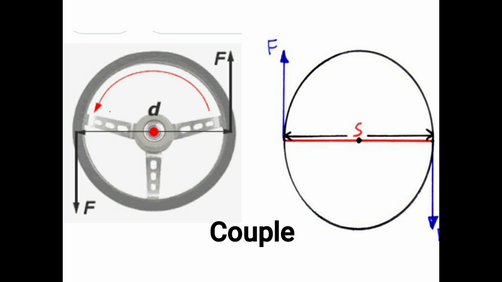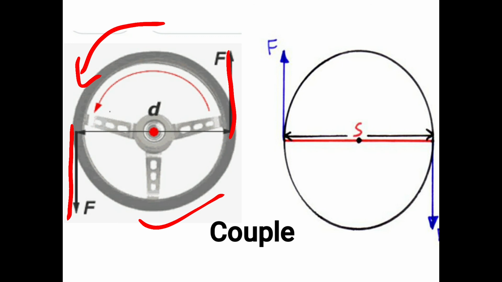Here is the steering wheel. We apply force from one hand upward and from the other hand downward to give it an anti-clockwise rotation. Both the forces are equal. That's why we call it a couple, a pair of forces acting on a body which gives it an anti-clockwise or clockwise rotation. We just have to reverse the direction of the forces. So this is called a couple. When two forces act together on a body, it is known as a couple.